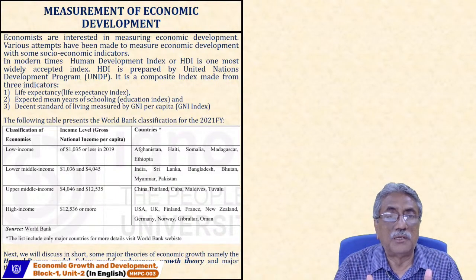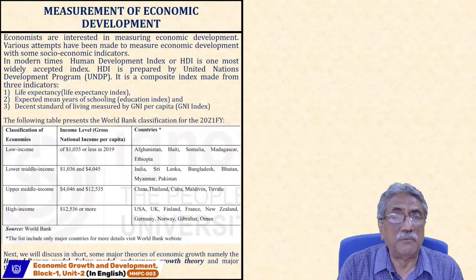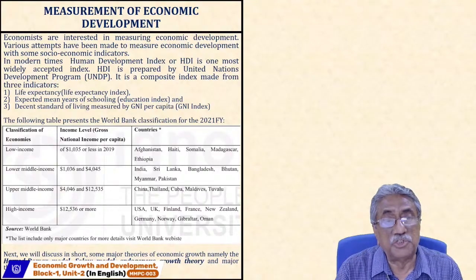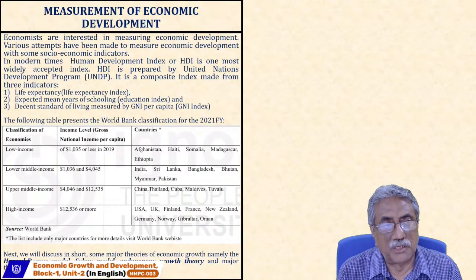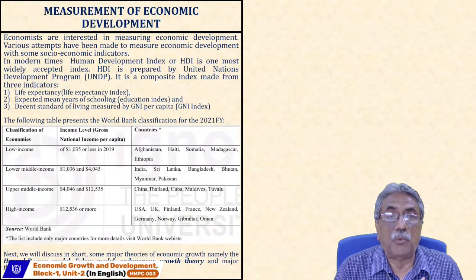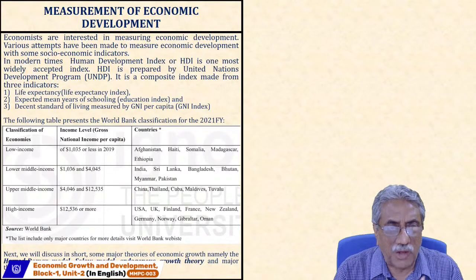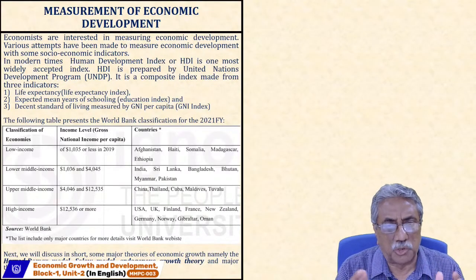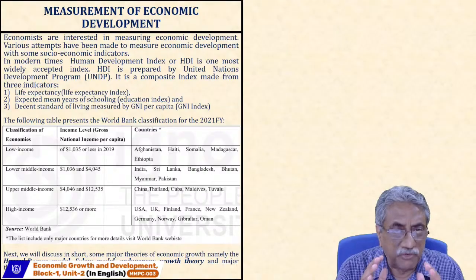Finally we come to the decent standard of living measured by GNI per capita, or gross national income per capita, which is called the GNI index. So with these three parameters we have developed HDI, or Human Development Index. Now I have shown you a table which is on the 2021 fiscal year.